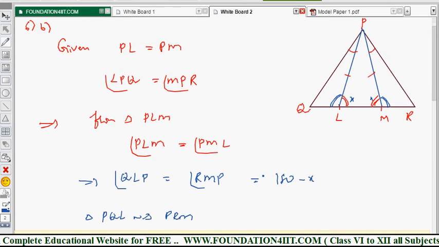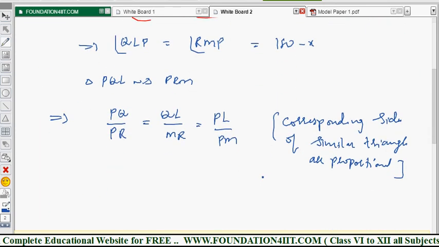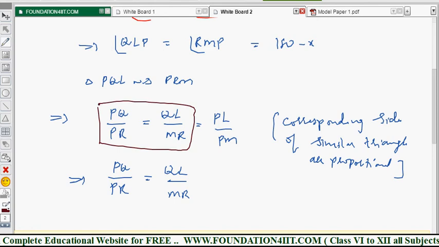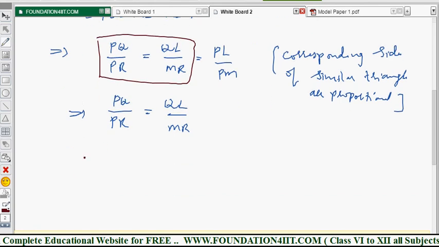So from these two triangles, now we can take PQ by PR to prove the second. PQ by PR is equal to QL by MR. We have taken only the first two. Then you can do cross multiplication. So PQ, the distance from P to Q, into MR is equal to QL into PR. That's it. This is all we need to prove. Hence proved.